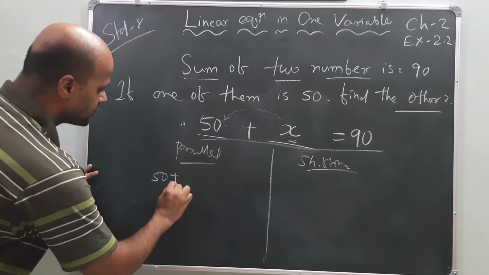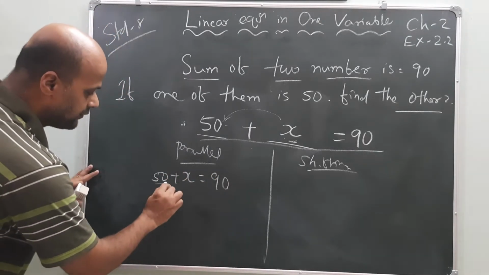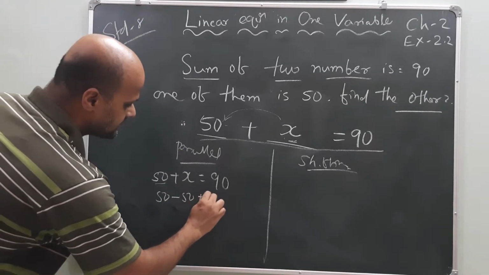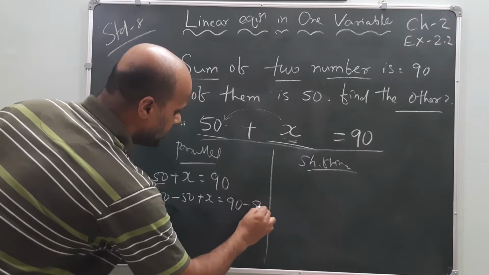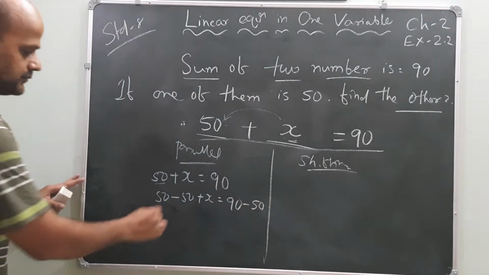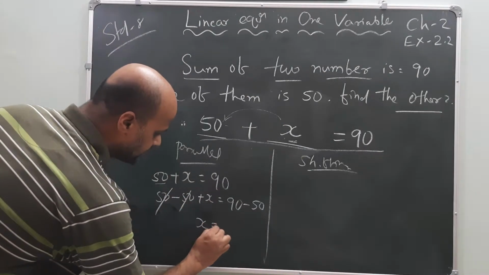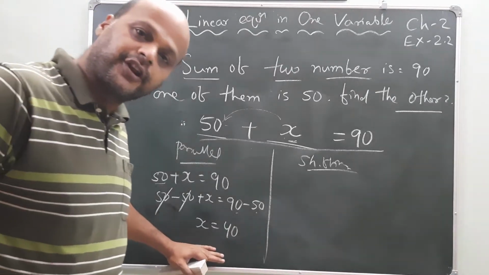I have to write the equation first: 50 plus x is equal to 90. Understood? Now to take out 50, on both sides you have to subtract 50, so that plus 50 minus 50 will be cancelled. What is the value of x? x is equal to 40. So the other number is 40, or not?